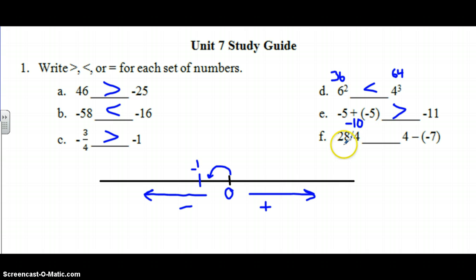Here again, I'm going to solve both sides of the equation. 28 divided by 4 is 7. And over here, I need to keep, change in order to solve this. So now I have two positives. This value is 11. 7 is less than 11. 11 clearly is greater than 7.